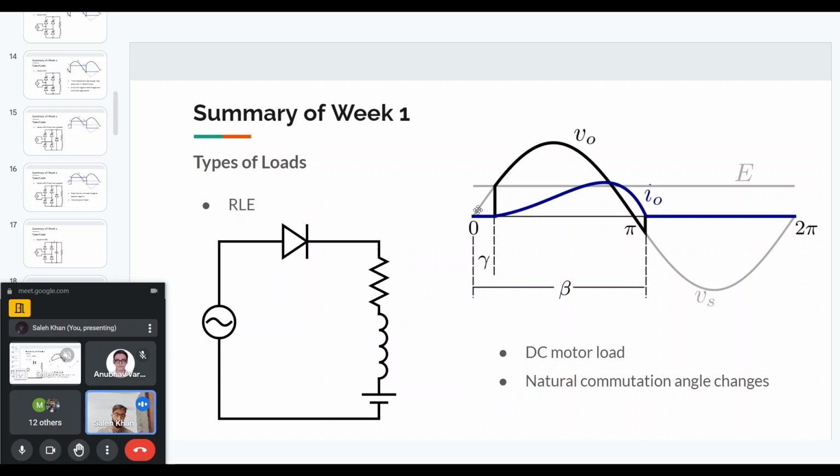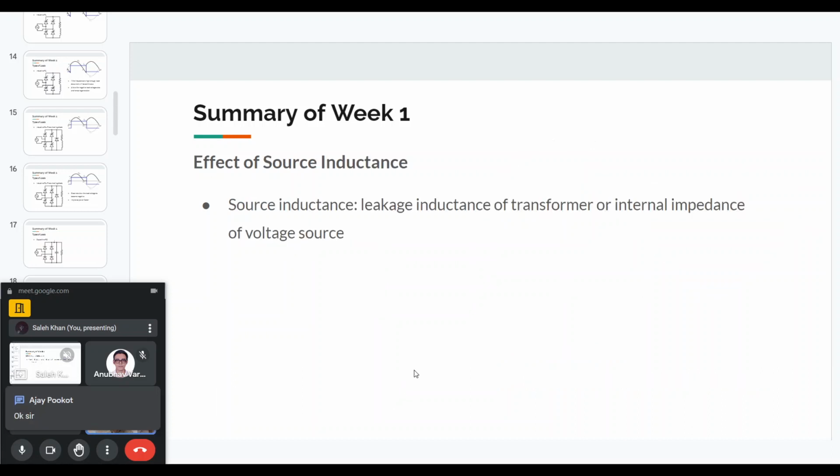But yes, it will not only change the average output voltage, it will also change the average output current. So the amplitude of this E voltage. Okay, I was saying the source inductance is basically if we have a transformer at the supply, at the input of the rectifier, that transformer will have some leakage inductance. So that will act as the source inductance.